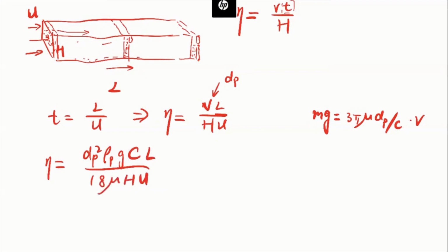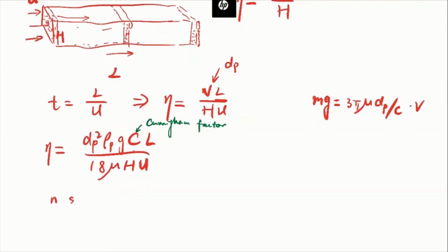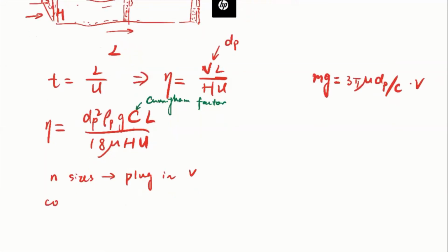Okay. So this C here is not concentration, right? You know that the C here is the Cunningham factor. So basically, if we have n different sizes, we can just plug in this V here that's different. We can separate that into different terms, right? And then if it's continuous, we can do the same.